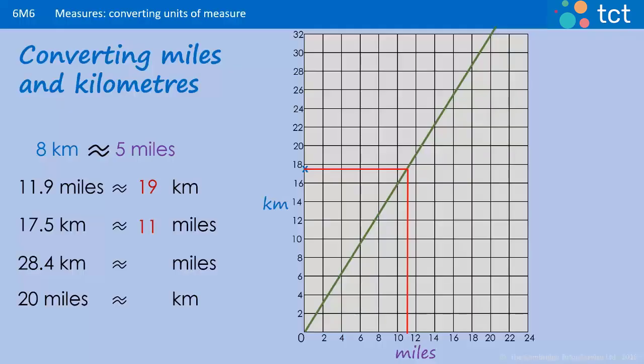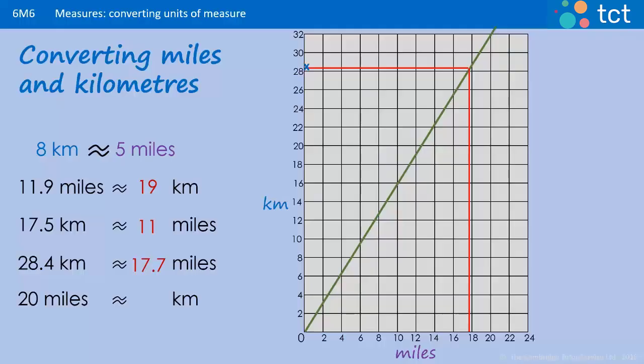Next one, 28.4 kilometres. Halfway between 28 and 30 will be 29. It's going to be less than halfway between the 28 and the 29. So I'm going to put the X about there, take the line across, take it down. That's more than halfway between what would be 17 and 18. I'm going to call that 17.7 miles.